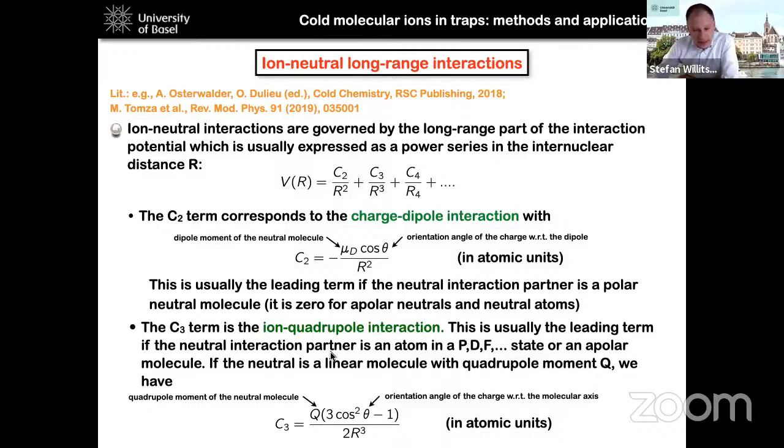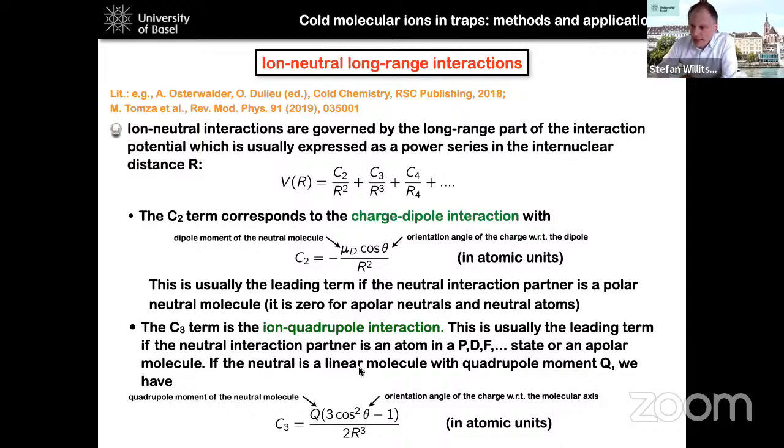And this is the case when the interaction partner is an atom in a non-spherical symmetric state, meaning a P, D or an F angular momentum state, or if it is also an apolar molecule, which doesn't have a dipolar moment, but then it usually has a quadrupole moment. And if it's a molecule, then the C3 term is usually expressed in this form here. So Q is the quadrupole moment of the neutral molecule, right?